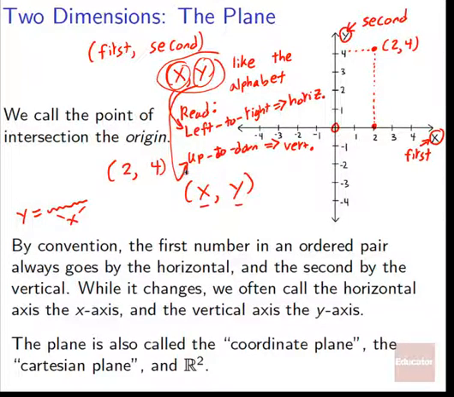Coordinate plane, Cartesian plane, and one more way you can call it, which you probably don't see until you get into college much, but you will see it now and then if you get into advanced math in college, R2. We'll talk about it as R2 because what we've got is one real line crossed with another real line. So it's R and R, or two R's put together, R2.